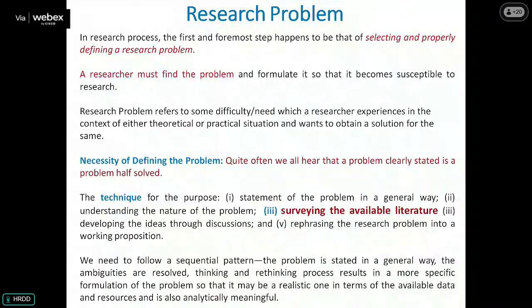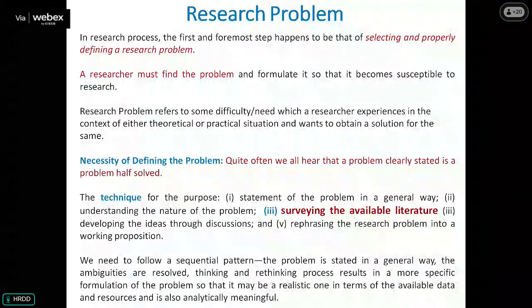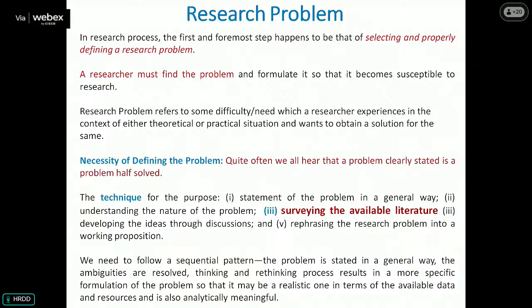Again, as I told you, these research stages do not have a distinct boundary. They're interconnected. So during the problem itself, you have to survey the literature, at the initial stage only, and develop the ideas through discussion. So you have to discuss with your supervisor, your guide, your colleagues, experts in the field, lab mates, on all those. And then finally, after understanding everything, you rephrase what you have initially proposed. So these are the 4 stages of the technique for defining the research problem.